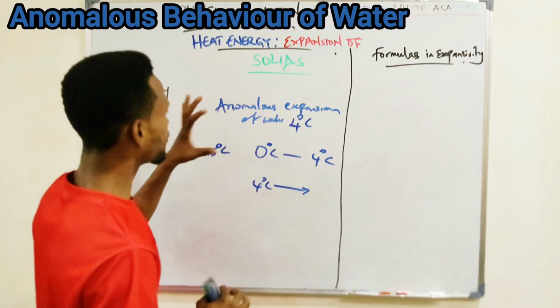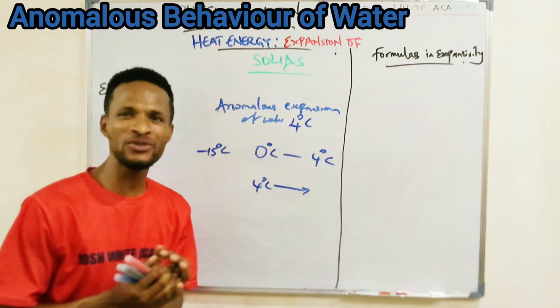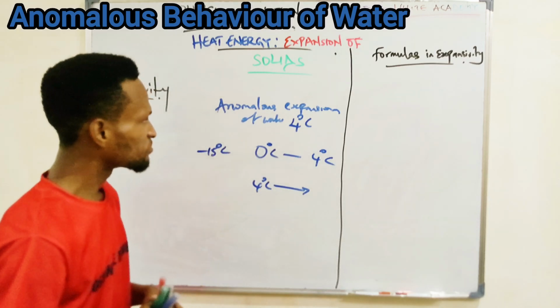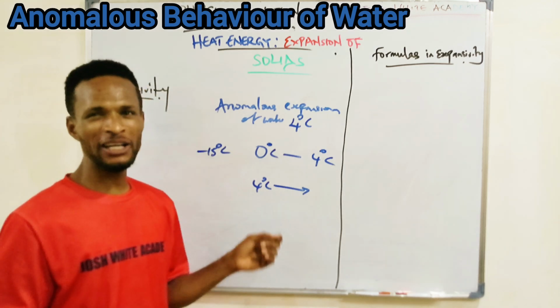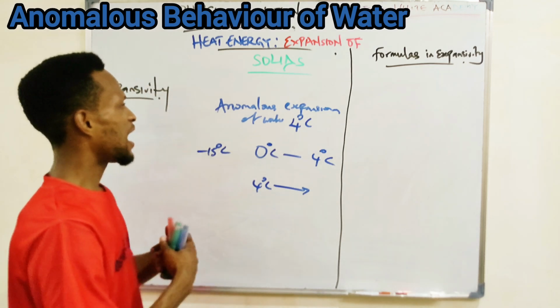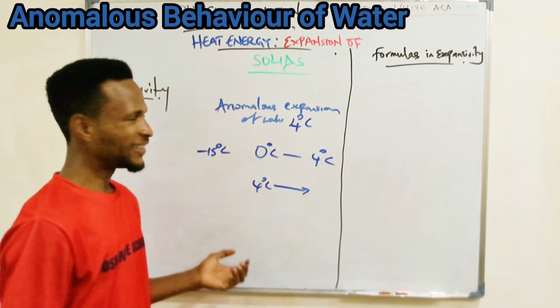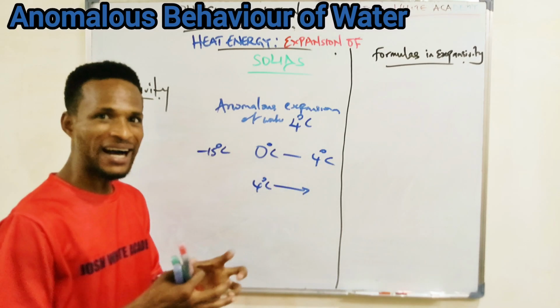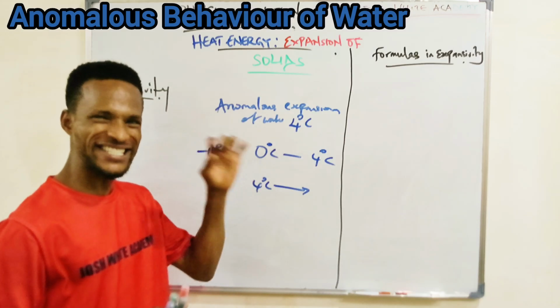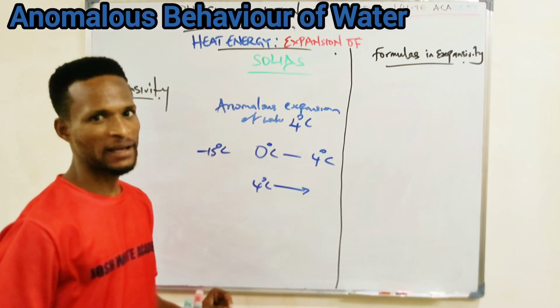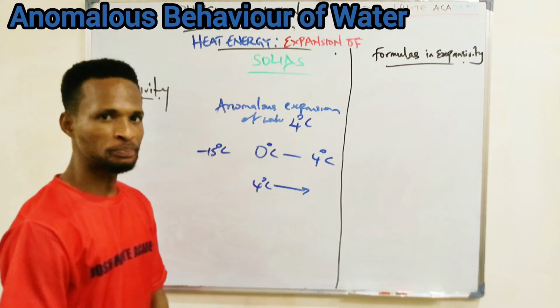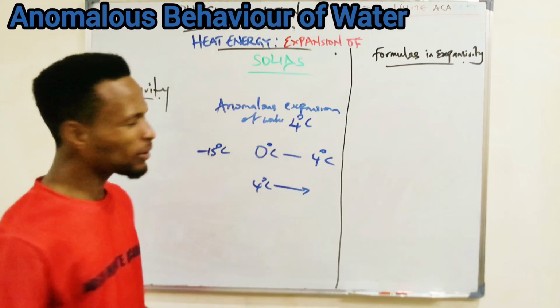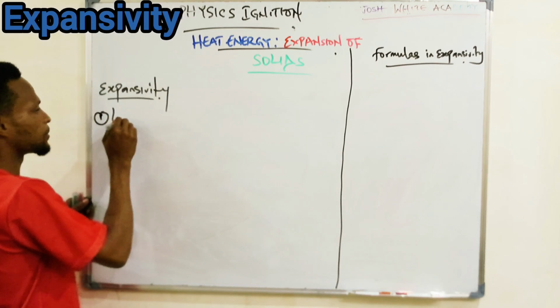So that's the anomaly. So in any exam you come across where you are being asked, at what temperature does water behave abnormally? It is between 0 and 4, where it contracts and has its highest density and least volume. Now let's talk about expansivity.